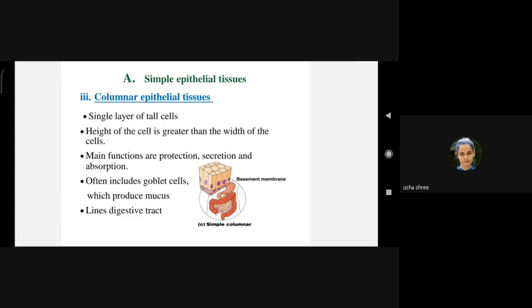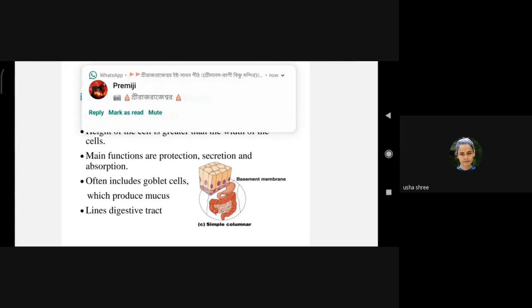Okay. Be sincere. It is already written in the slide. Goblet cells produce mucus. The main function of goblet cells, in the nasal region or sinus region. Repeat, please.